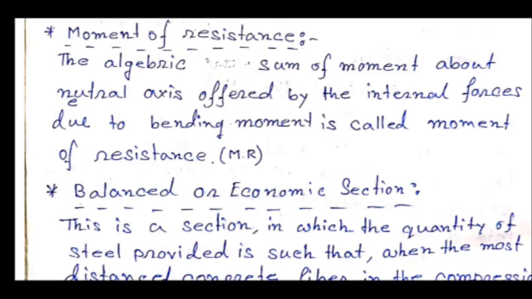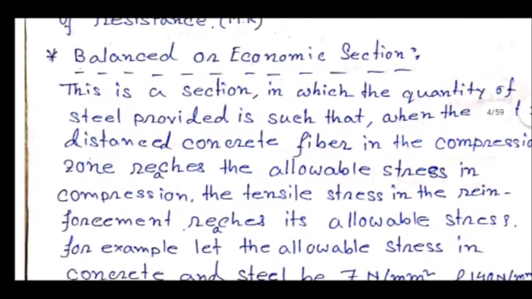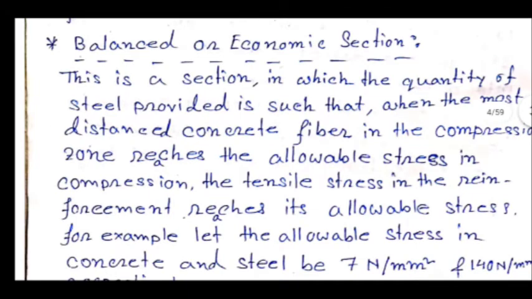So, the moment of resistance is the algebraic sum of the moments about the neutral axis offered by the internal forces due to bending moment. So, as per the concept, the value of the moment and the value of the moment of resistance are equal. Now, the next terminology is balanced or economic section. Actually, it depends upon the amount of reinforcement, the amount of steel.